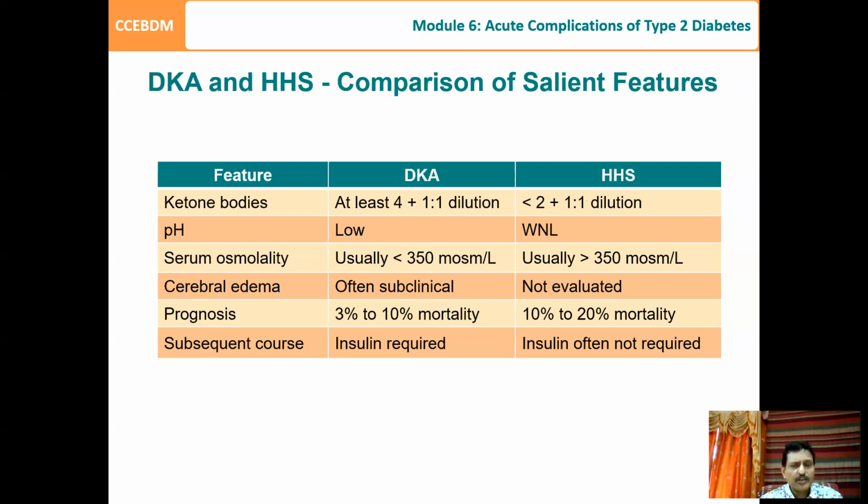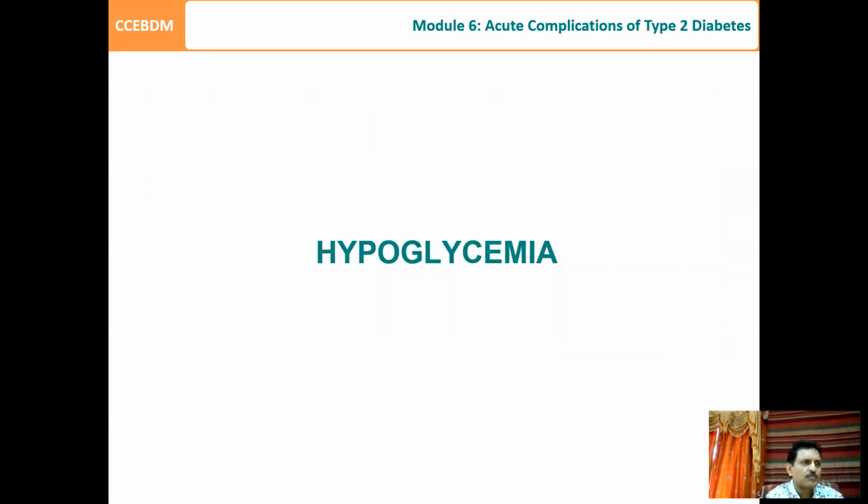Now, subsequently, after the patient came out of the problem, in DKA, patients always require insulin, but in HHS, the patient may not require insulin because these are the patients who actually suffer from type 2 diabetes mellitus.